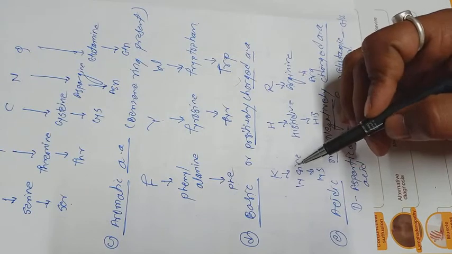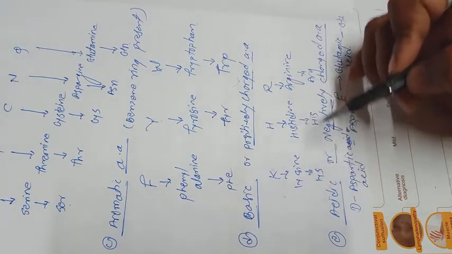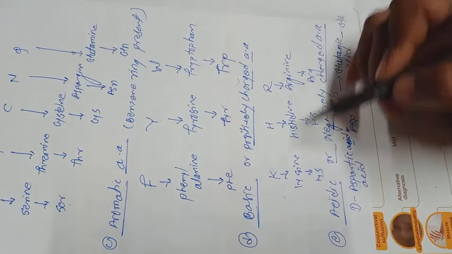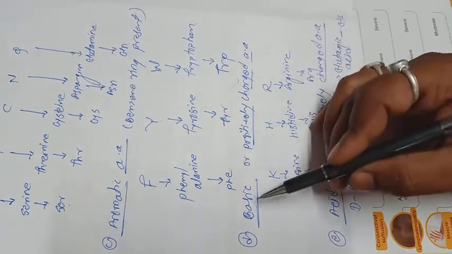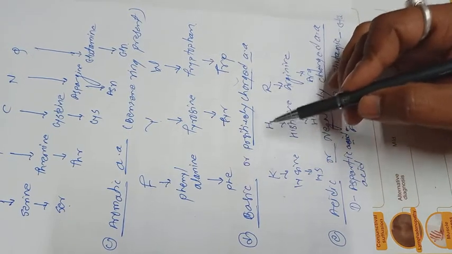Basic means these are K for lysine, H for histidine, R for arginine. It is LYS, HIS, ARG. It is KHR. These are basic or positively charged amino acids. On the R group, a positive charge is present.